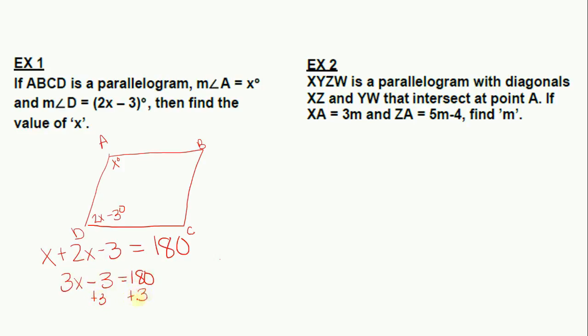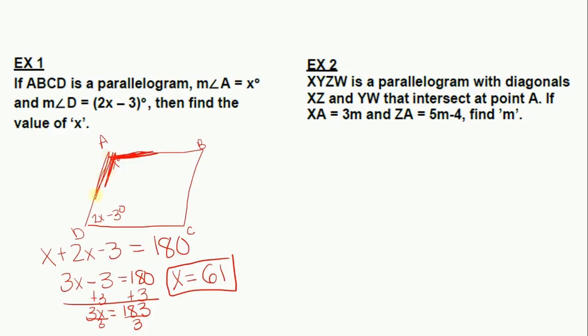Let's add 3 to both sides. So I'll get 3x equals 183. I'll divide by 3, and I get x equals 61 degrees. So that one was just dealing with consecutive angles. If you have trouble identifying those, C is for consecutive, and they make a C. That makes kind of an easier way to point them out in case you miss them.